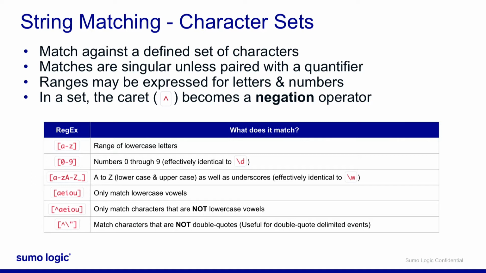And then the one below it, and we're going to come to that soon, is the caret, which effectively negates everything that's in that character set. So I want to match everything except a, e, i, o, and u. And another really useful example is this one here. If I want to match against a not double quote, which is really useful, once again, when you want to match against strings that are in a double quote delimited file.